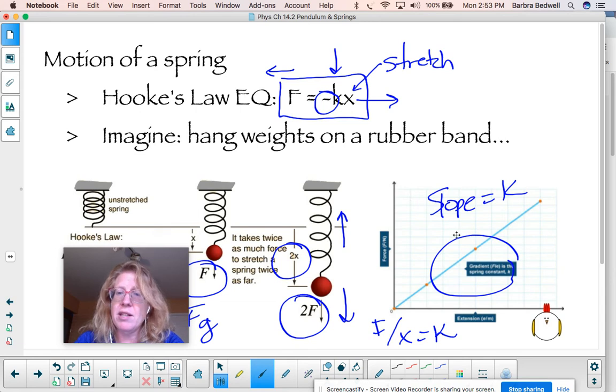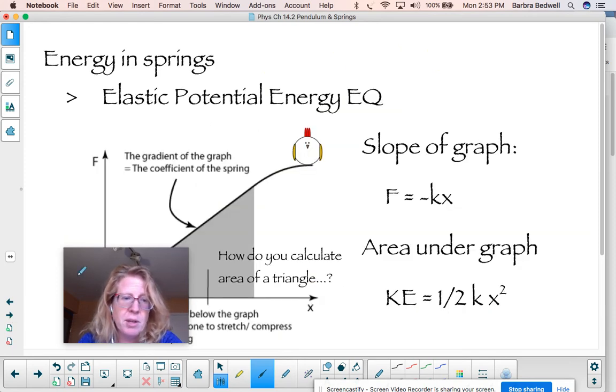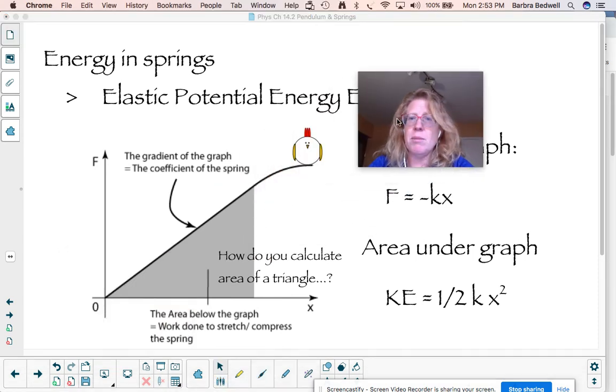But again, the slope of that line of a force times extension graph is going to be the stretch constant or the spring constant that you've got. So here's a little bit more into that, kind of taking a look at this graph one more time. I'm almost done with my little presentation here. In terms of this, I'm going to move me up to the top.